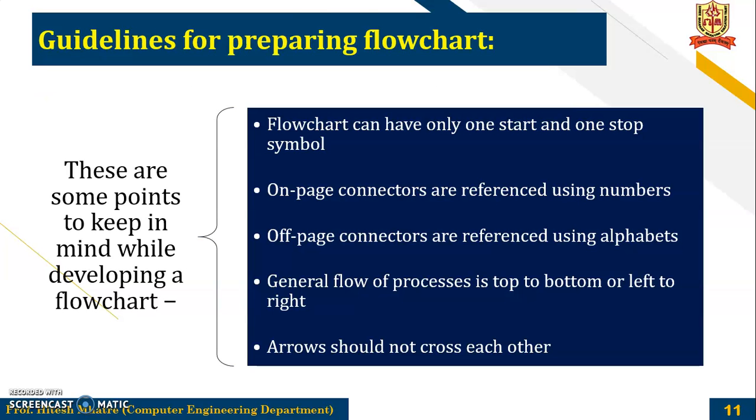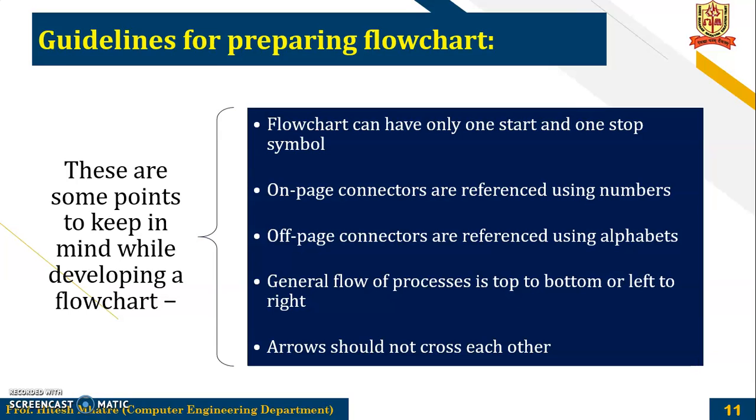Some guidelines while preparing the flowchart. These are some of the points to keep in mind while developing a flowchart. First, a flowchart can have only one start and one stop symbol. This is the most important. On page connectors are referred to using numbers, that is 1, 2, 3. And off page connectors are referenced using alphabets, that is A, B, C.